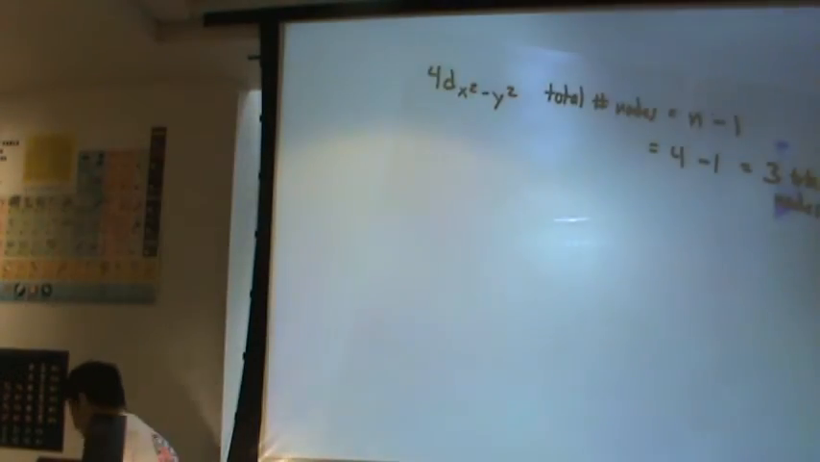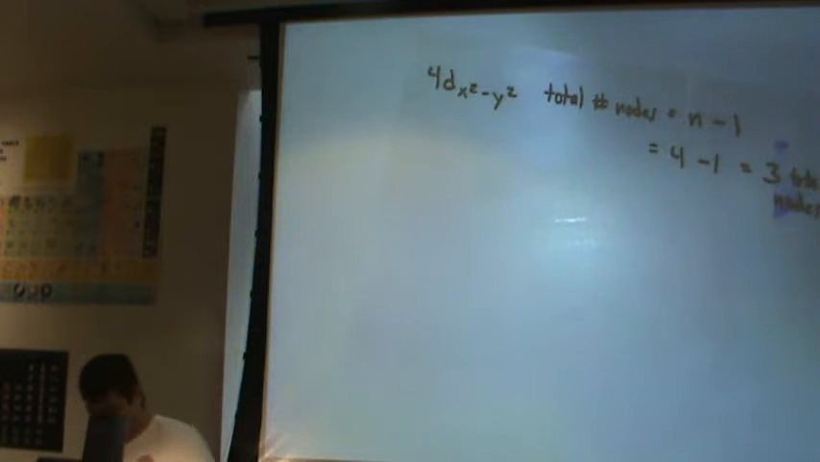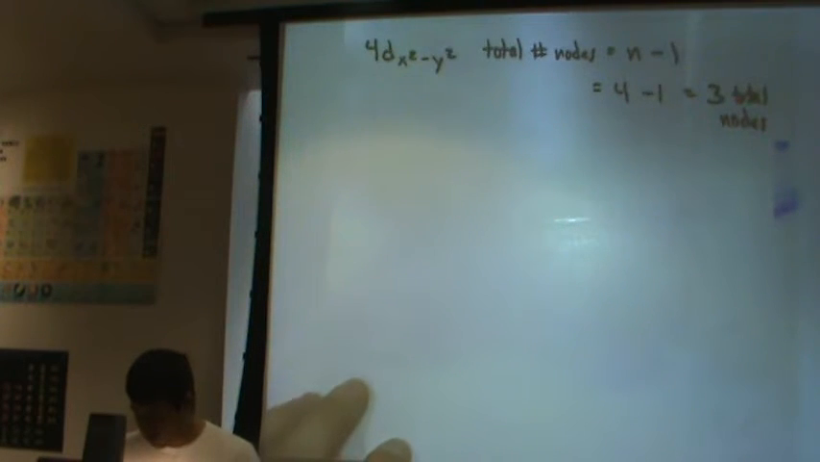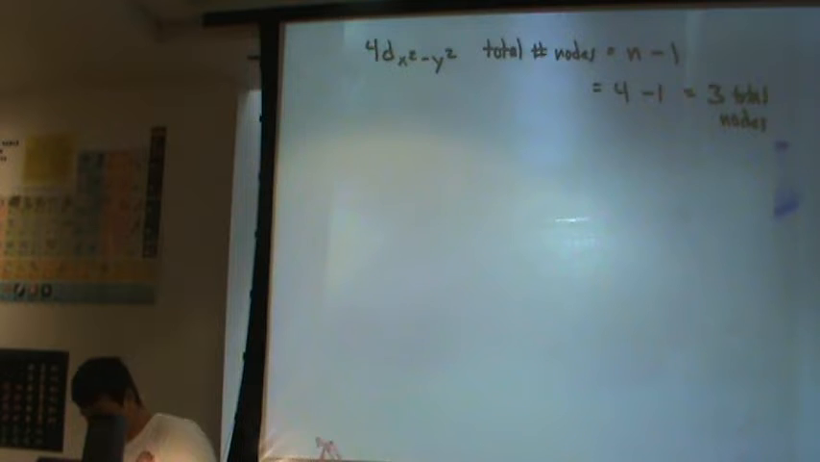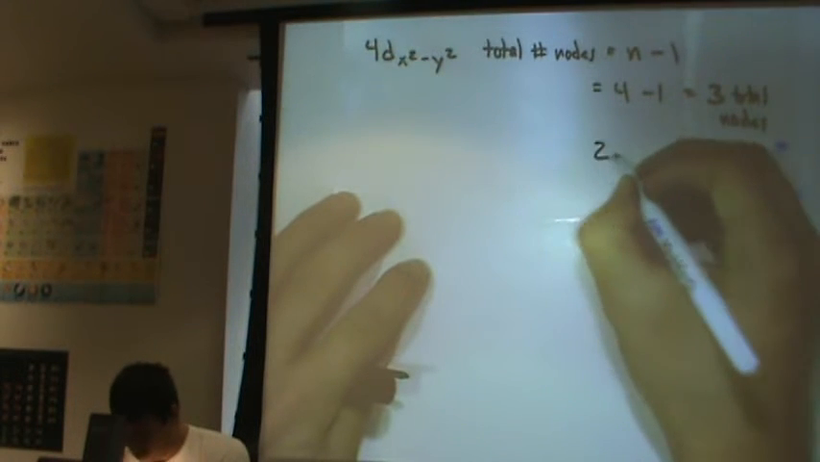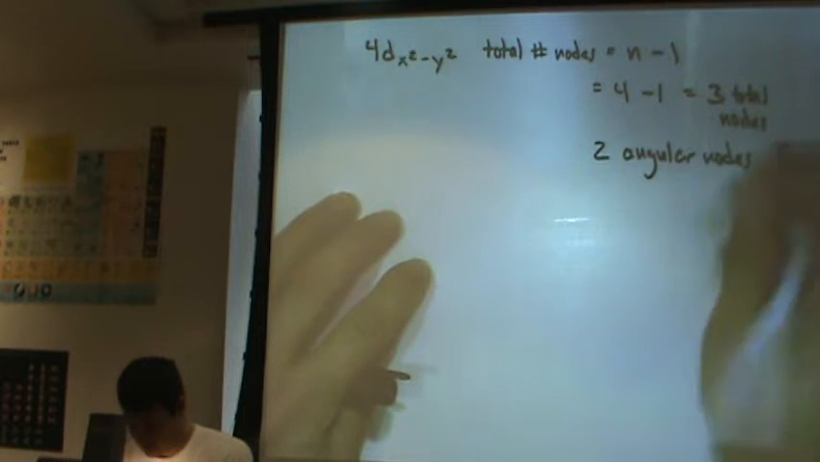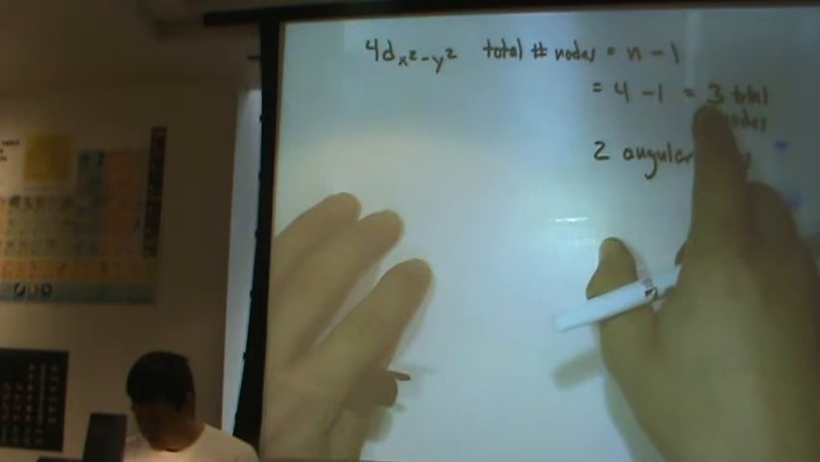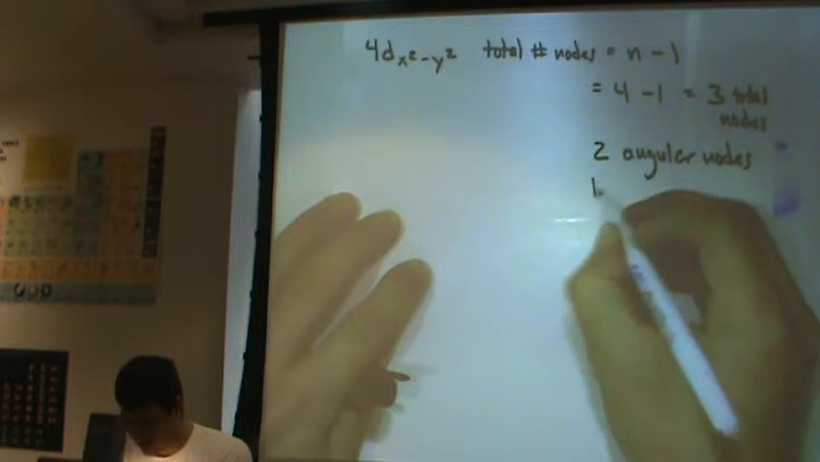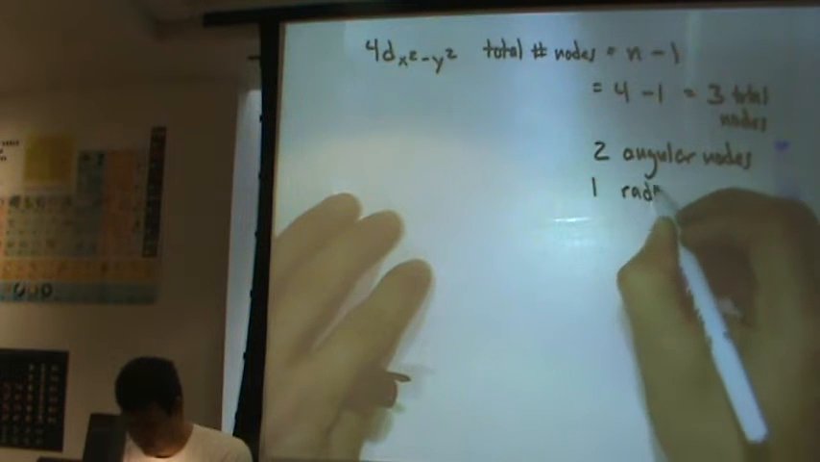So we know for a fact that for this d orbital, we will have 2 angular nodes. The leftover, because we have 3 total nodes, the leftover node is going to be a radial node.